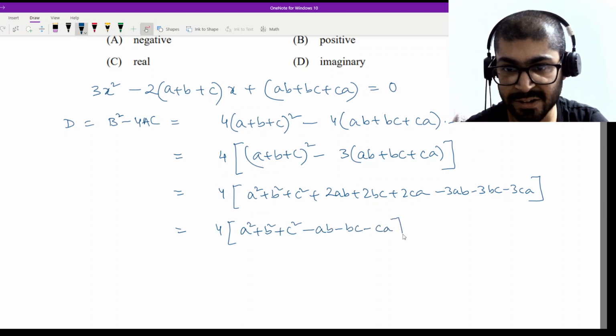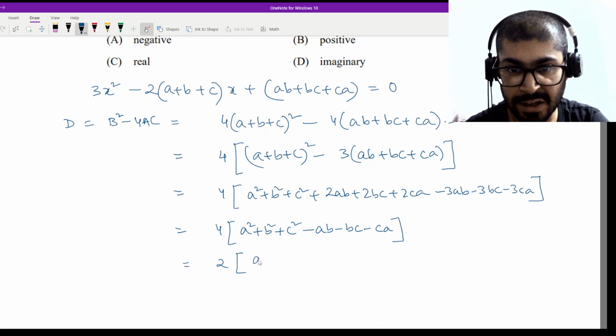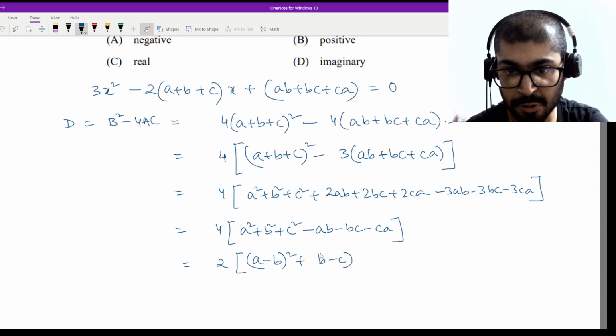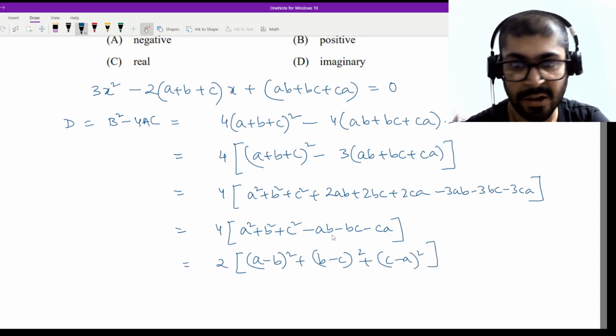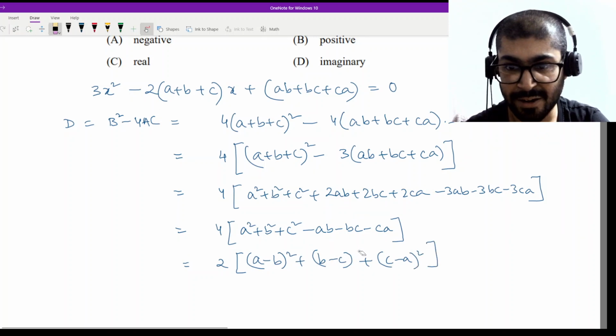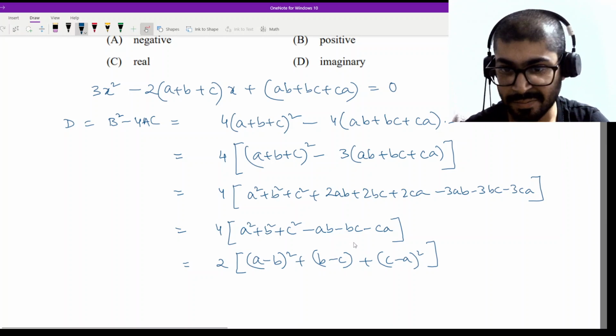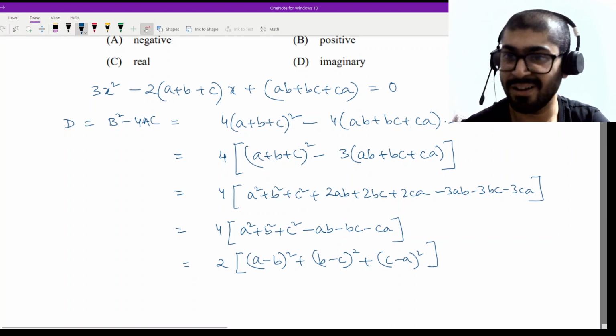I hope you recognize this. This is nothing but twice into a minus b whole square plus b minus c whole square plus c minus a whole square. How did I get this? I applied a few identities and I jumped a few steps.